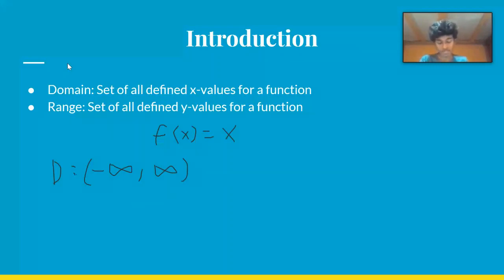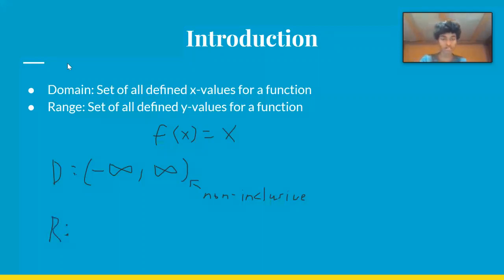And these parentheses stand for non-inclusive, because we can't really use infinity. Infinity is such an abstract concept. It's not really even a number, so we can't say that x can be infinity. But our domain goes from negative infinity to positive infinity, because any value in that set can be inputted into this function. What about our range?